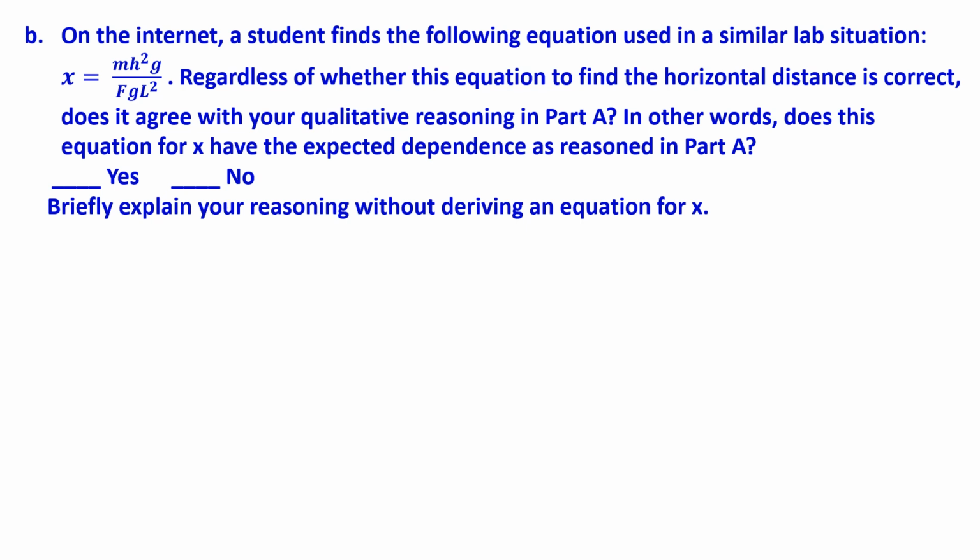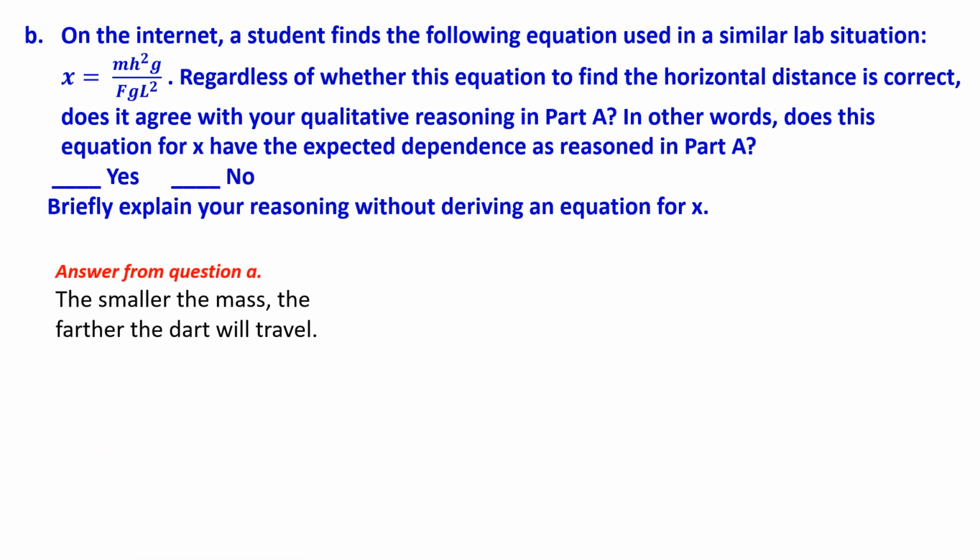So let us write down the conclusion. According to our conclusion in question A, the smaller the mass, the farther the dart will travel. Now, there is something wrong about this equation. Now, we'll find out if the equation will actually prove our answer from letter A.